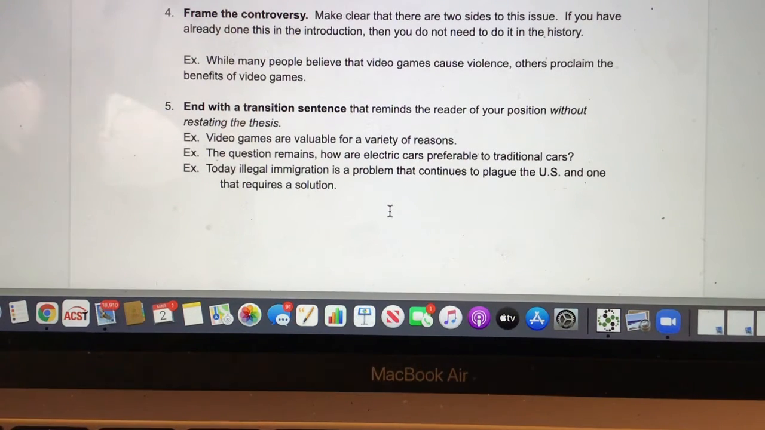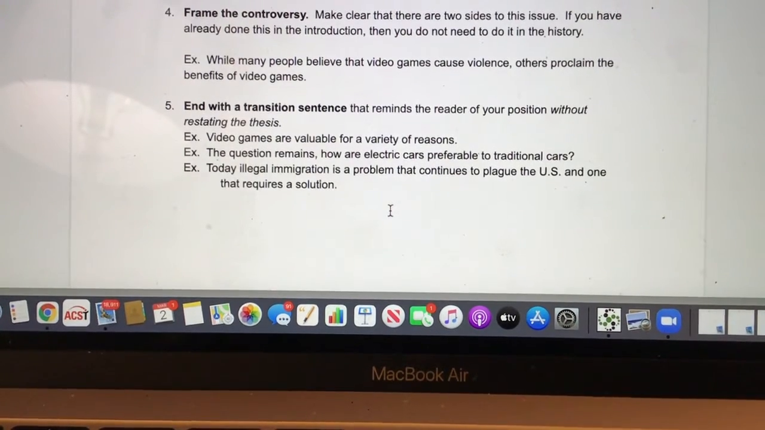Okay, so your central claim is your main argument, that diversity should be a factor in college admissions, or that gun control should be tightened, or that college athletes should be paid. So you want to have a transition sentence that basically states your central claim and then for many reasons. So I've given you a couple examples here. Video games are valuable for a variety of reasons. The second one, we haven't talked about questions, but you could actually make your transition sentence a question. Questions are always nice in your paper. You don't want to overuse them, but they are processed differently by the human brain. And so when you give your speech, that's a really nice strategy.